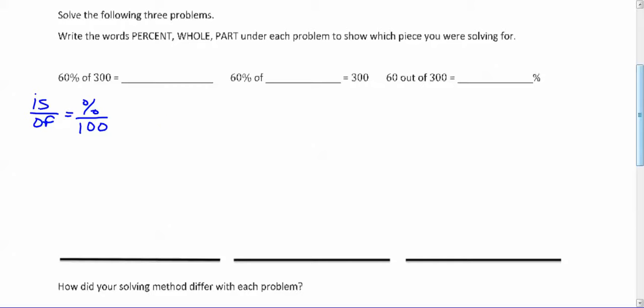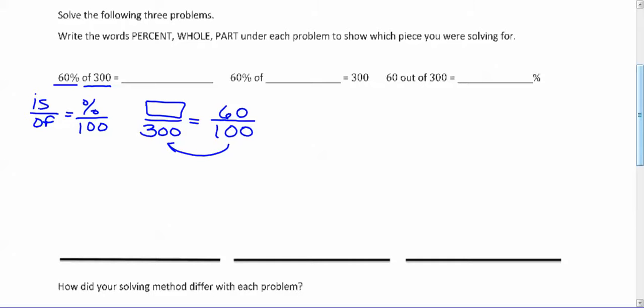Okay, so we know percents are out of 100. That's easy. Now it says 60% of 300. So 60 out of 100 of 300. So you should have had 300 on the bottom. And then that box was your missing piece for the partial amount. Who here had that set up correct on their homework? All right, very good.